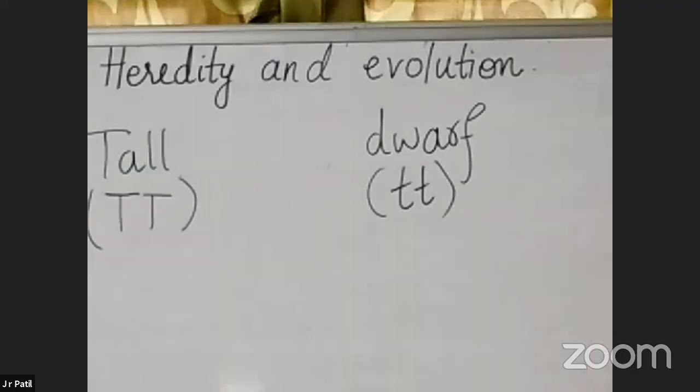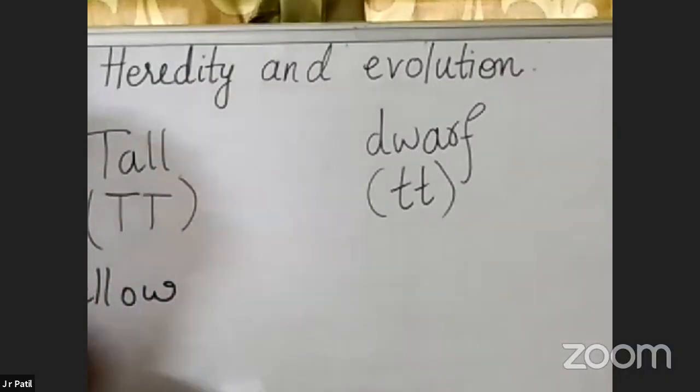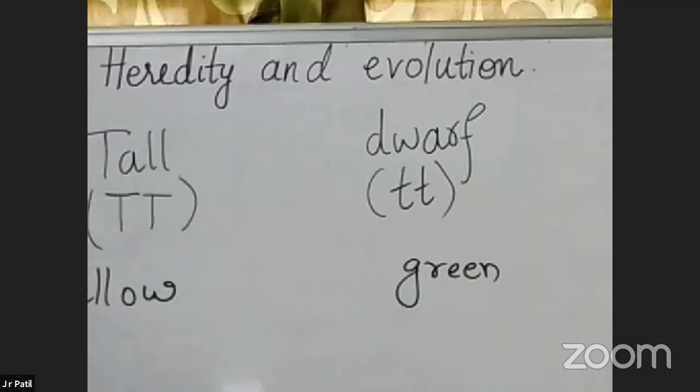Now suppose the seed color is yellow as well as green. Tell me for yellow what I will take, and for green what genes I will represent. Madam, why do you have to take the same alphabet? Capital Y.